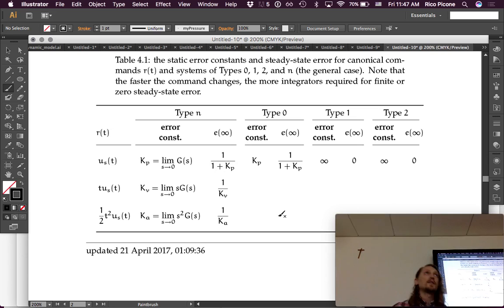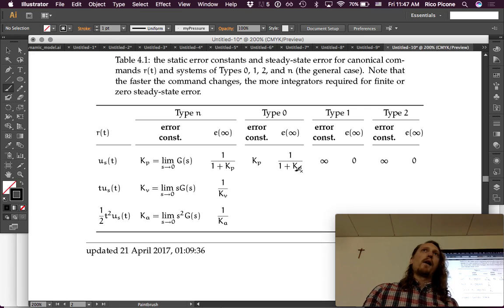For a type 0 system that has no integrators in it, the steady state error is 1 over 1 plus Kp, because we don't get that integrator help for a type 0 system. So we have a constant finite steady state error for a unit step and a type 0 system, no integrators.